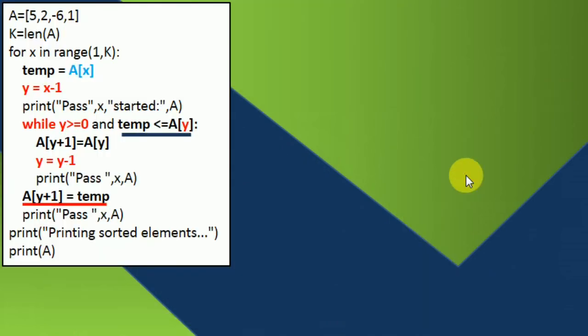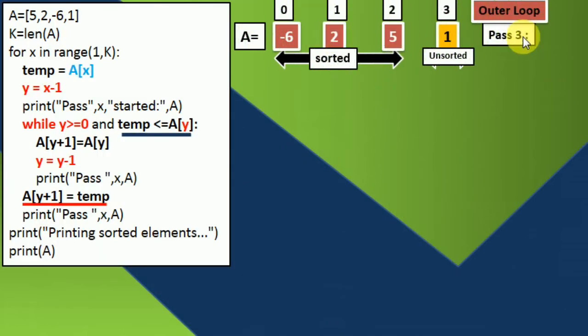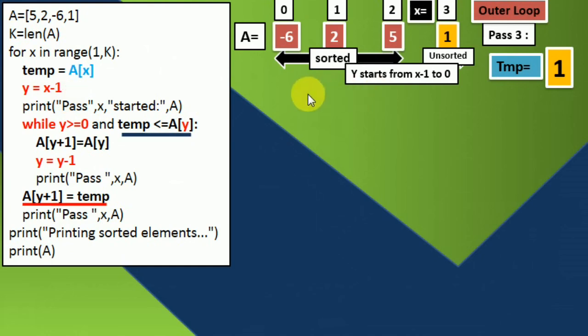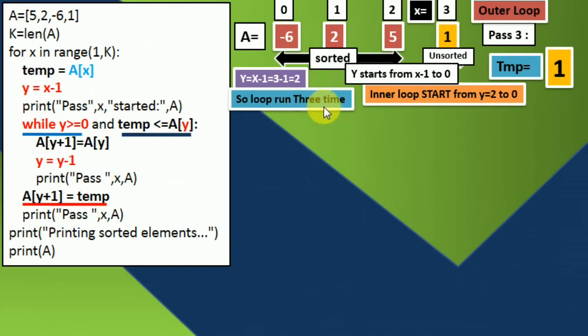So when pass 3 starts, x is sitting at 3, the unsorted number, the yellow box, 1, and at the same time we keep the copy of that number inside the temporary variable, that is 1. Then y is going to start from x minus 1. It means it's going to start from 2 to 0. The loop is going to work up to 3. That means 2, 1 and 0. So the first time the value of y is going to be 2.